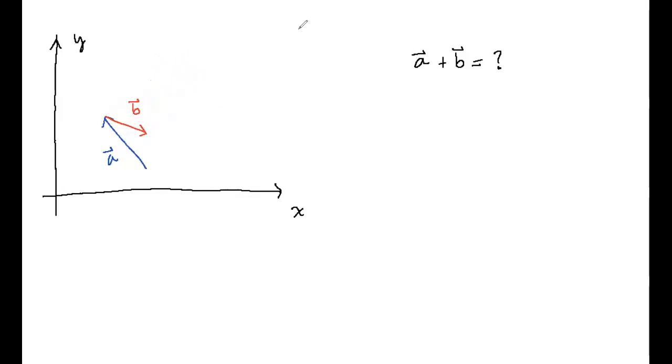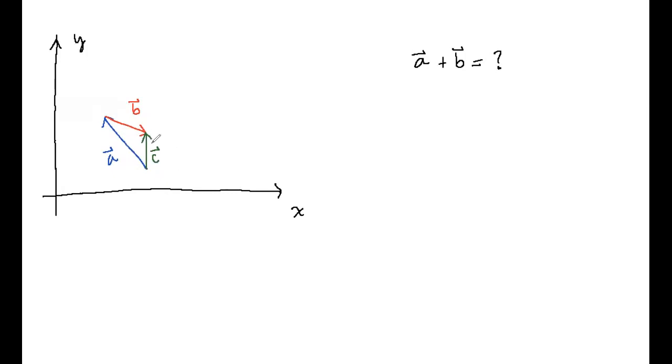Then to find the sum of A and B, you begin at the tail of A and you end at the head of B, and so you get a vector that we're going to call C, and you can represent it like that.